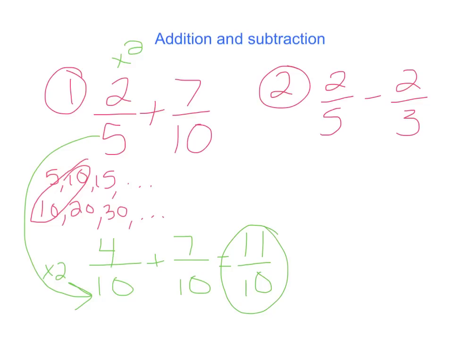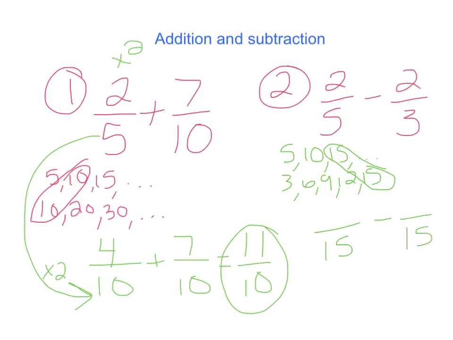Another one where we have 5 and 3 as our denominators. So once again, we need a common denominator. So if we look at multiples of 5, we have 5, 10, 15, and so on. If we look at multiples of 3, we have 3, 6, 9, 12, 15. Oh, and if we look, we have a common one right there. So our common denominator is going to be 15, which means in both fractions now I'm going to make the bottom 15. Okay?